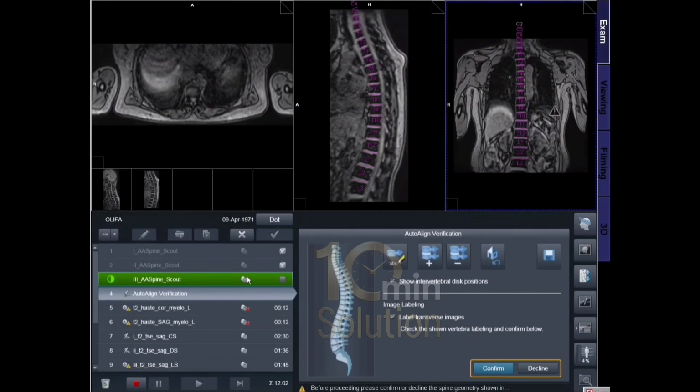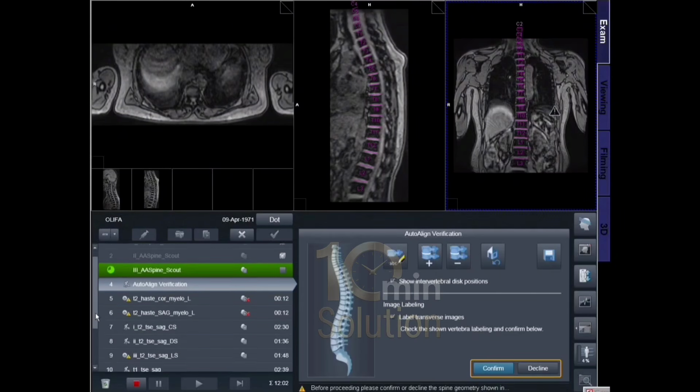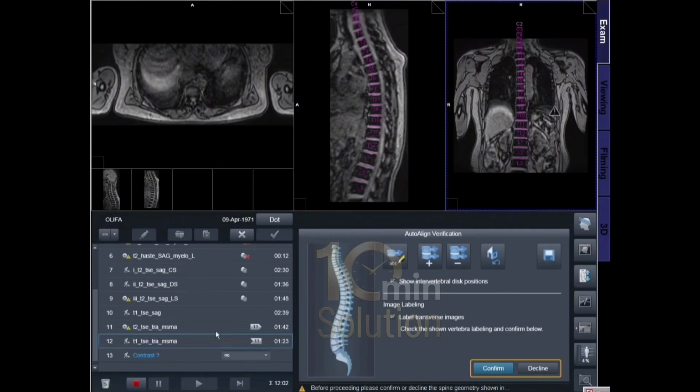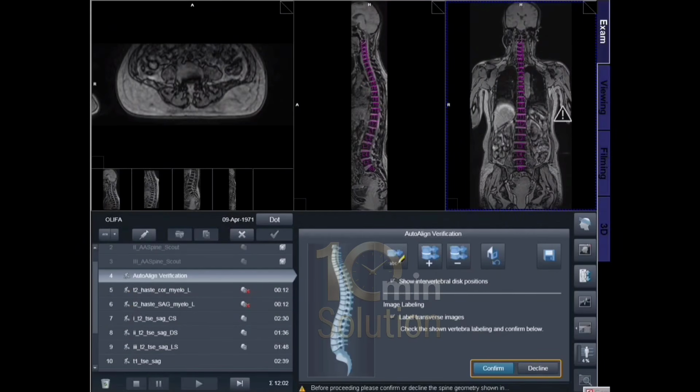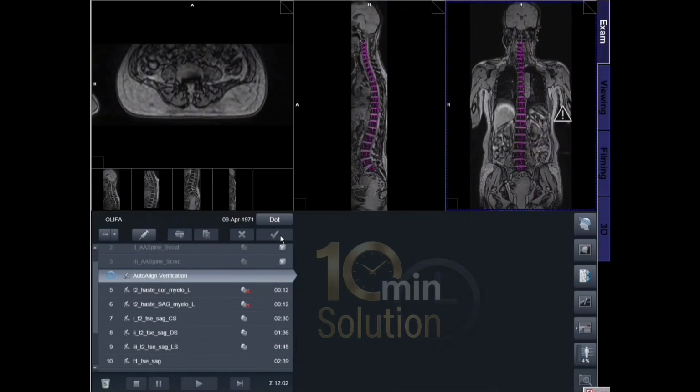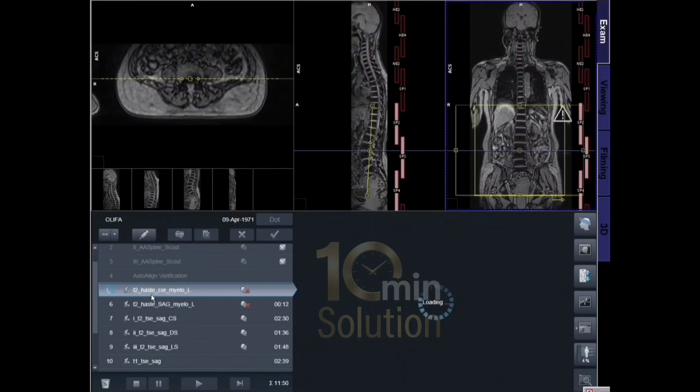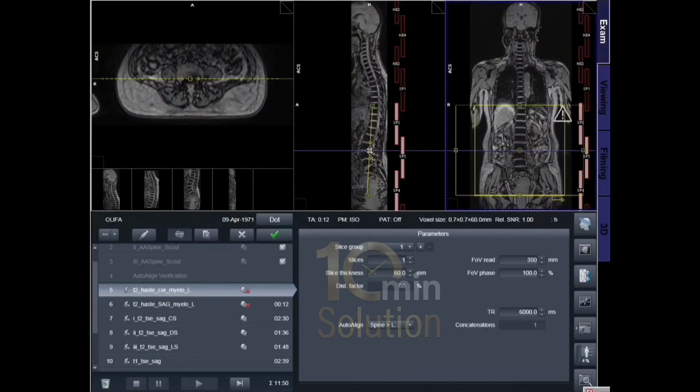When the localizer is complete, now I nicely set up the planning, and look here at the protocol. Now finally the whole spine localizer is showing here. Axial, this is sagittal, another is coronal images. Now I confirm and apply.